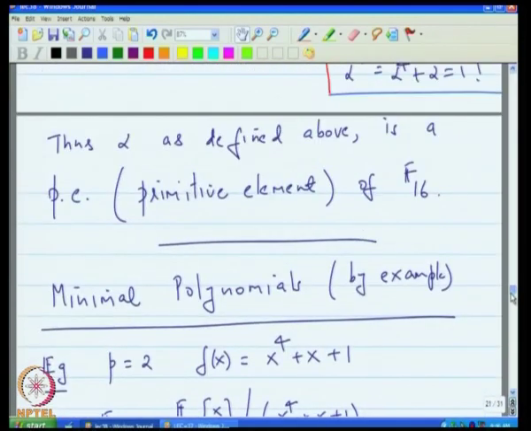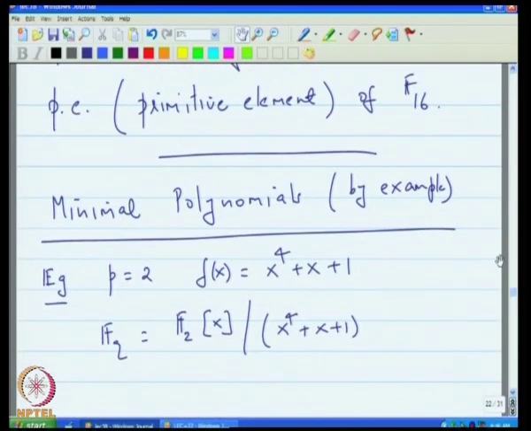Okay. So, maybe I should emphasize that and put that in the statement here. So, let me write down preview, a preview of minimal polynomials.